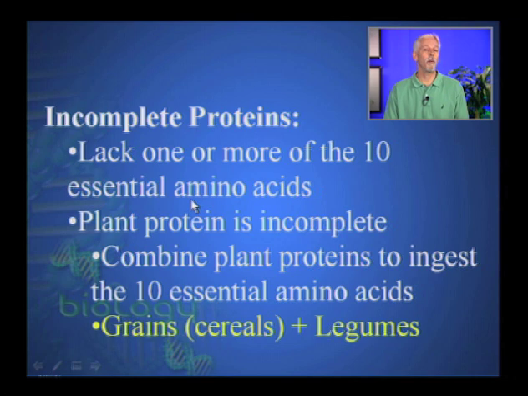And probably the easiest combination to remember is if you combine any cereal or grain with legumes. So cereals or grains include things like wheat, corn, barley, oats, and legumes would be any member of the bean family, so beans, peas, and lentils. So that combination will give you all 10 essential amino acids. It's generally recommended that you consume those within a 24-hour period. And then you will have a satisfactory diet in regards to protein.